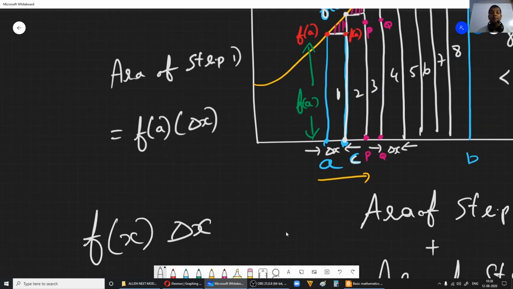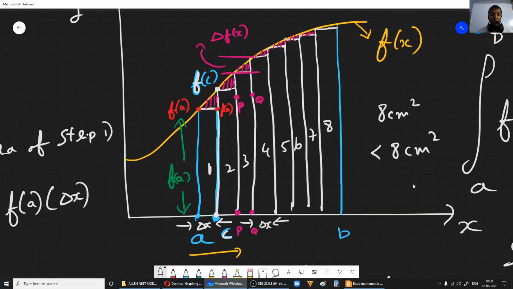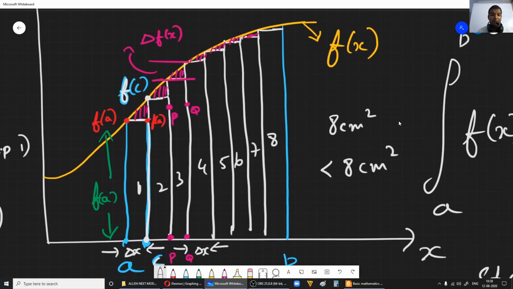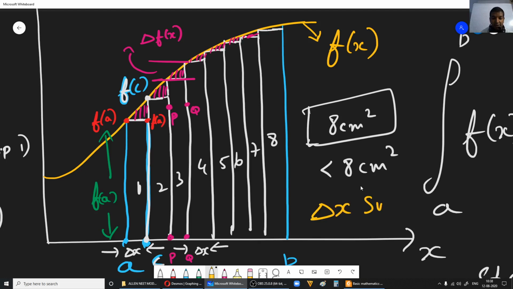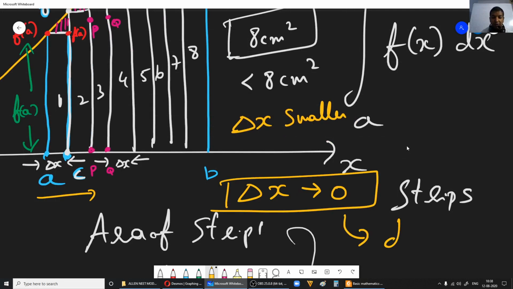Fine. Now, here comes the next part. If you want to approach the true area, which we already know, the actual area is 8 centimeters square. To get closer and closer to this 8 centimeters square, we have to make this delta x smaller. Delta x smaller means, what do we do? This delta x, we will make it approach 0. Then we'll call it dx.